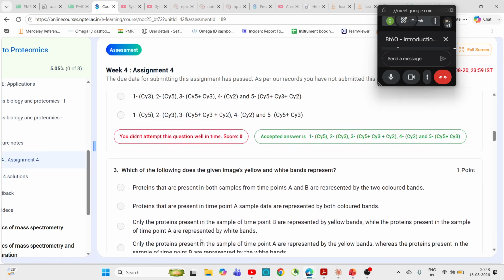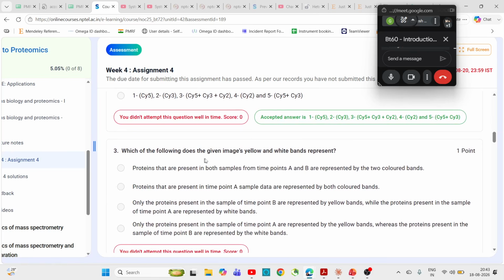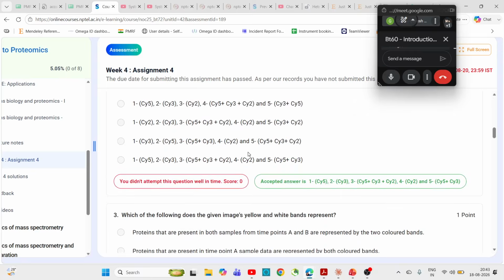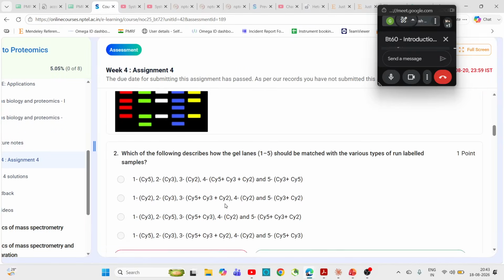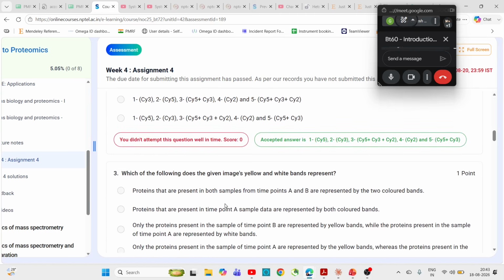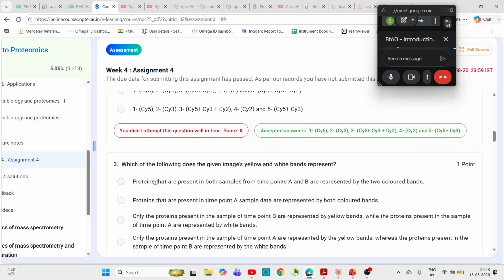Similarly, which of the following does give images yellow and white bands? So we just discussed how we get yellow and white bands, but we can find the answer accordingly here. Proteins that are present in both samples from time point A and B are represented by the two colored bands here, because they are present in both samples.